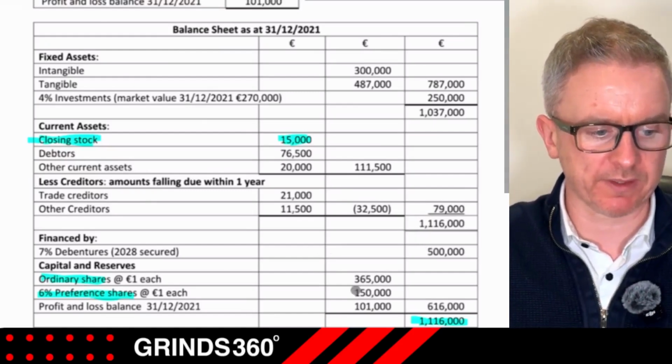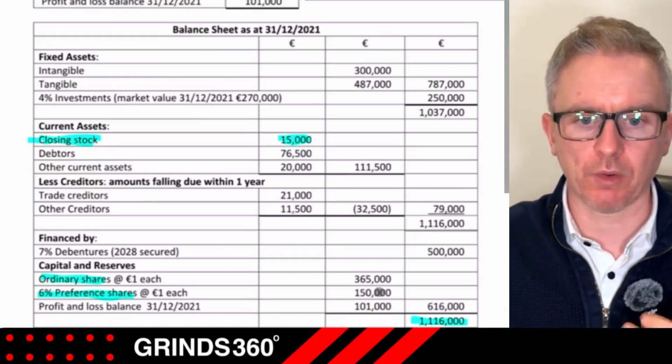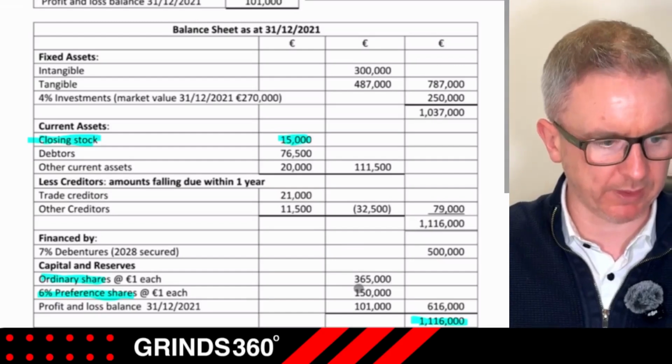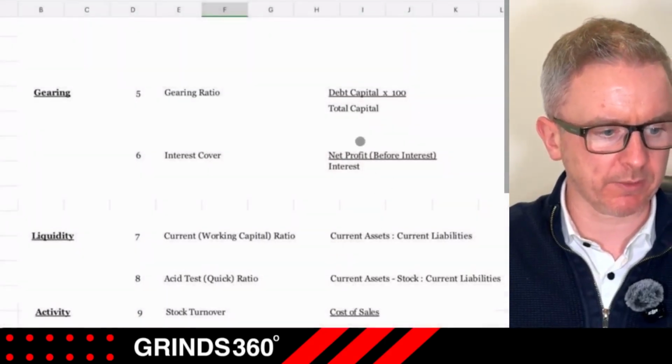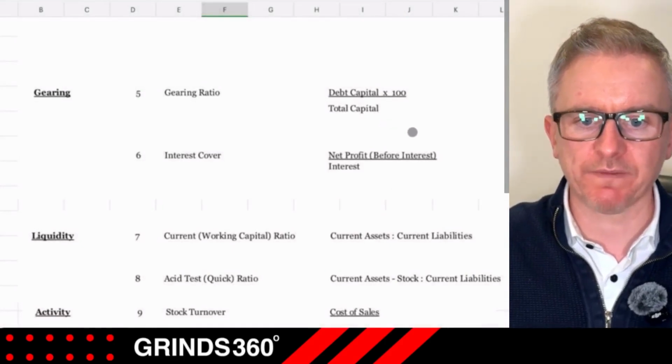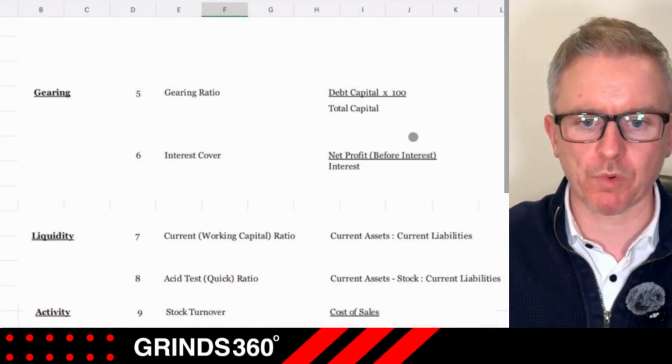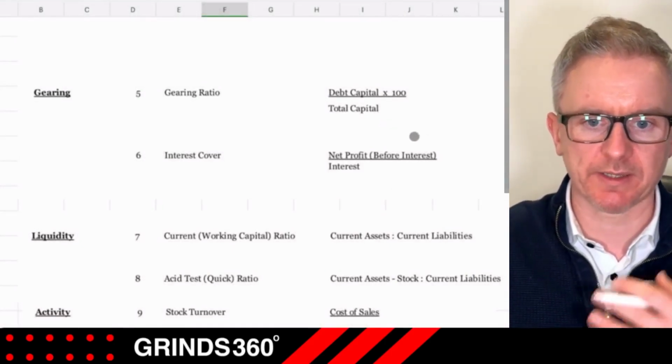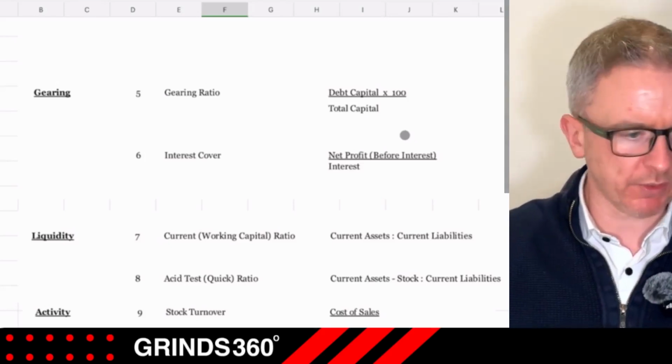So 500,000, 150,000, all over your total capital. If we look at the formula again, it's going to be all over the total capital that we have in the business. So if that is more than 50%, we say it's highly geared. So we're just keeping an eye on that.